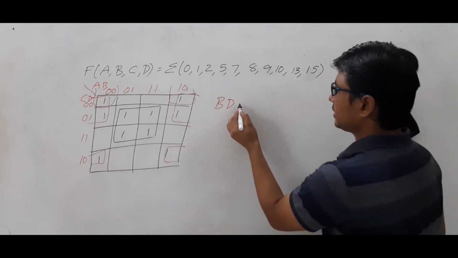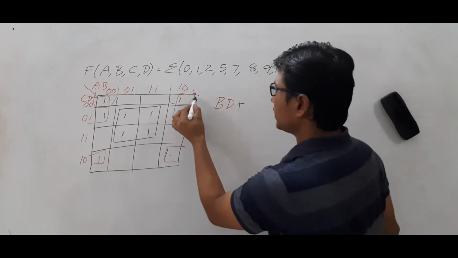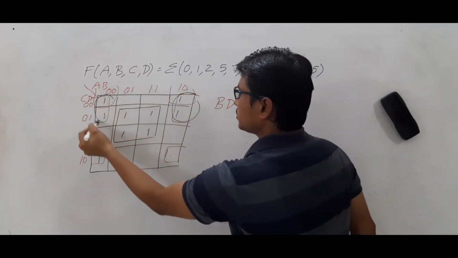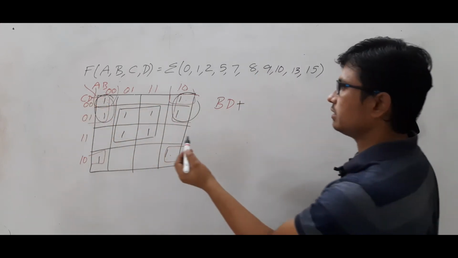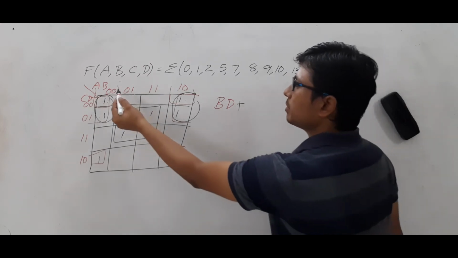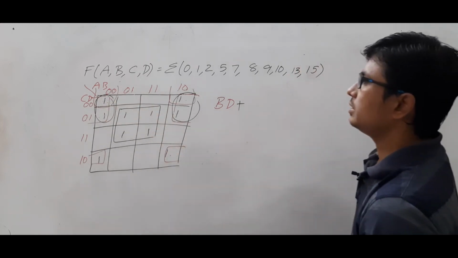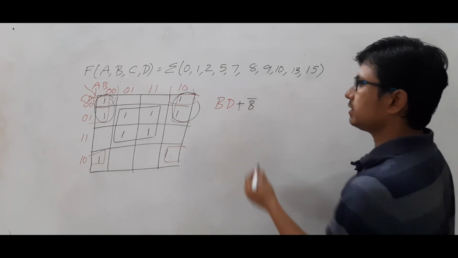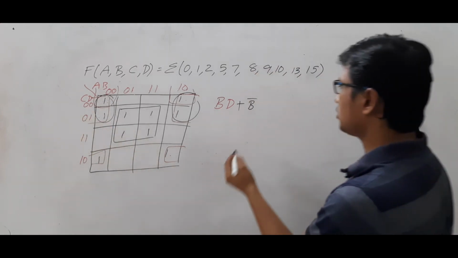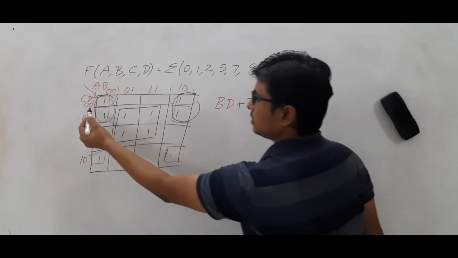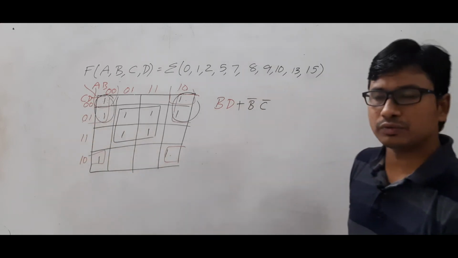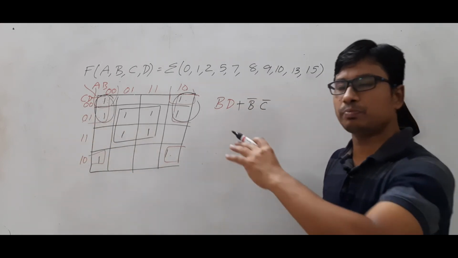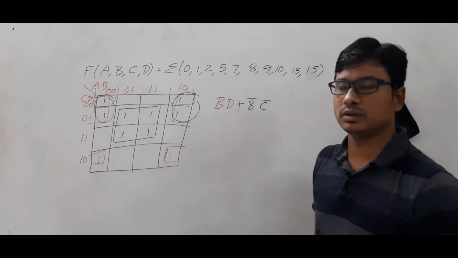Then the next one is this group you take, this total 4. Are you able to understand? So for this 4, take the common part. What is there in the column? B complement is common, and here C complement is common, because this is the 0 0 0 1. Are you able to follow it or not? I request you to parallelly write in your notes also.